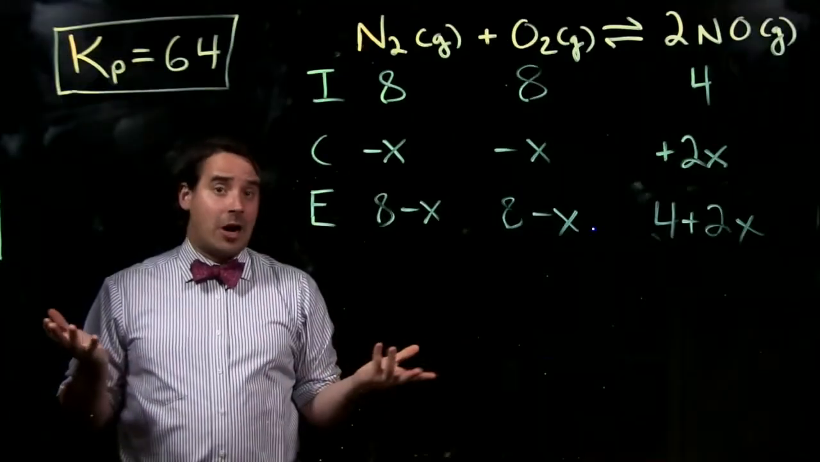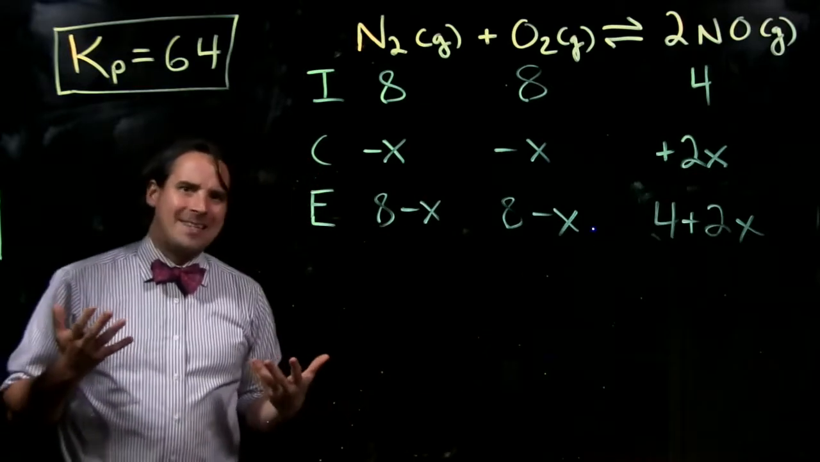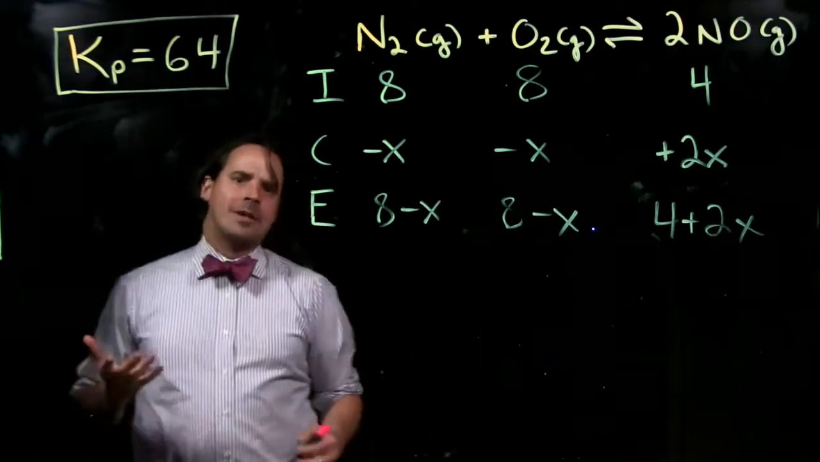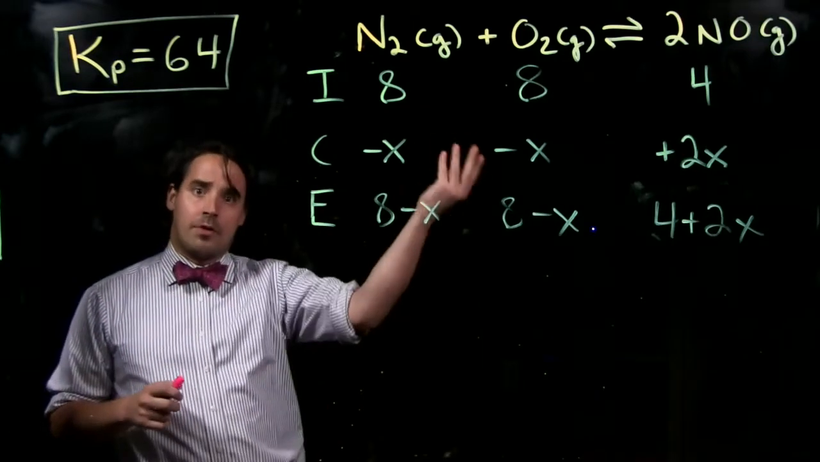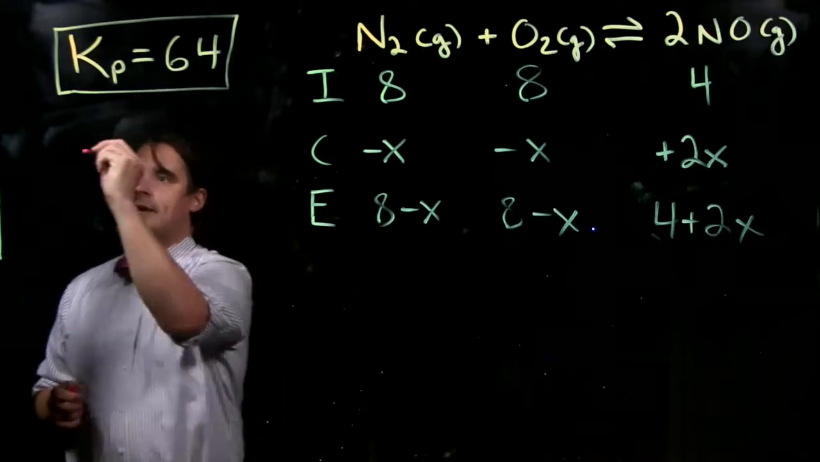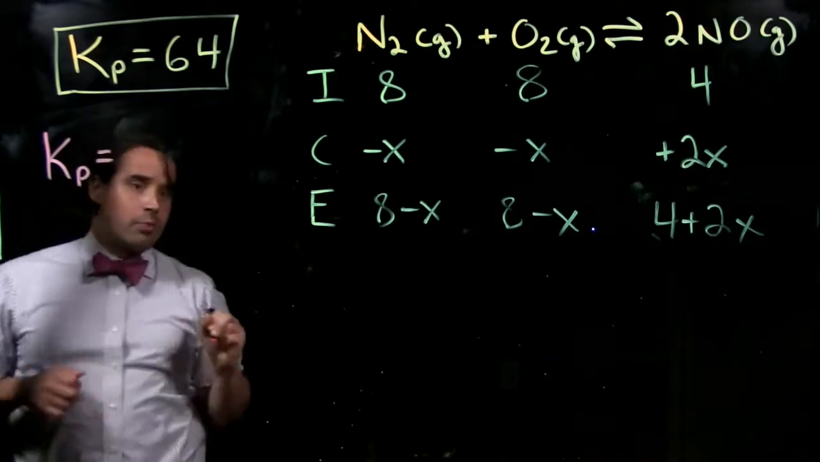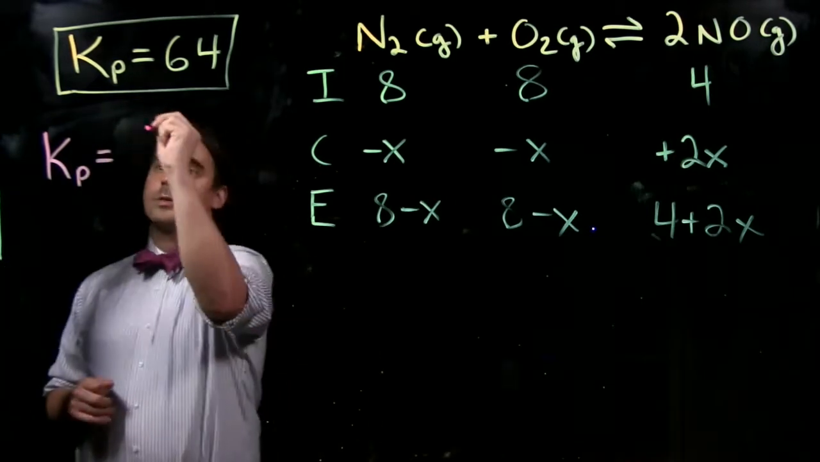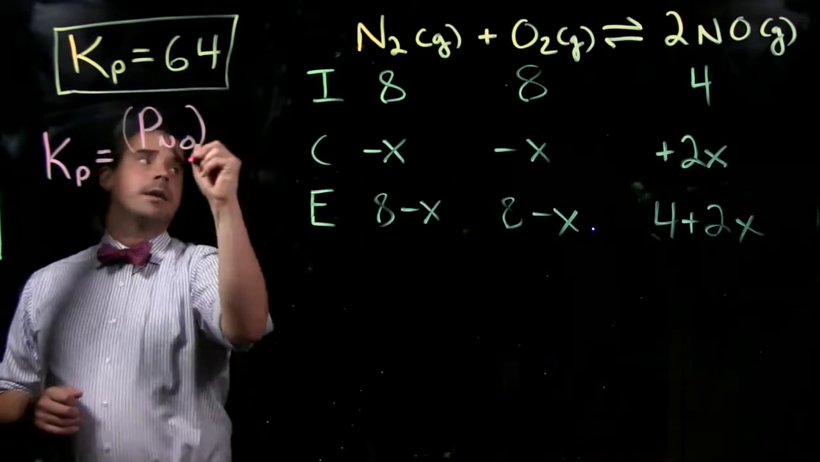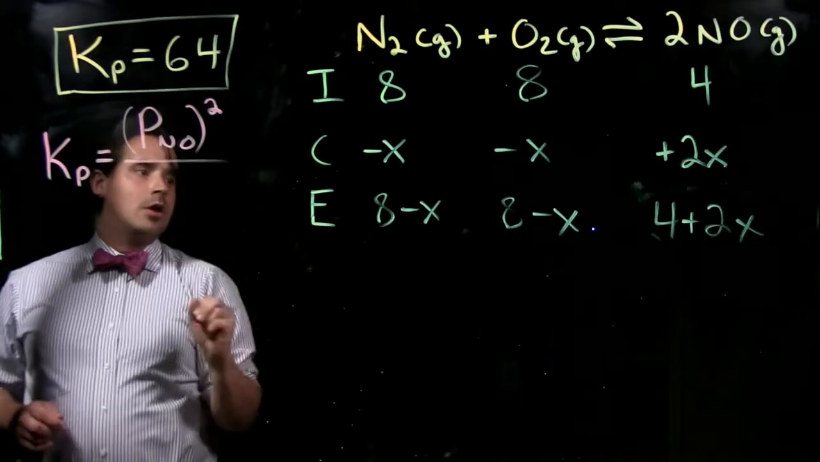Now that we've completed our ICE table, we have to pair our ICE table with its friend, the equilibrium expression. So remember, the equilibrium expression is just products to their respective coefficients over reactants to their respective coefficients. In this case, we're given a Kp, so we're looking at this reaction with regards to partial pressures. So it's going to be the partial pressure of our product, nitric oxide. And we can see there's a 2 here, so we're going to square that over reactants.